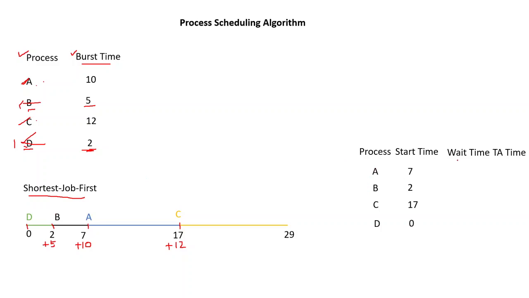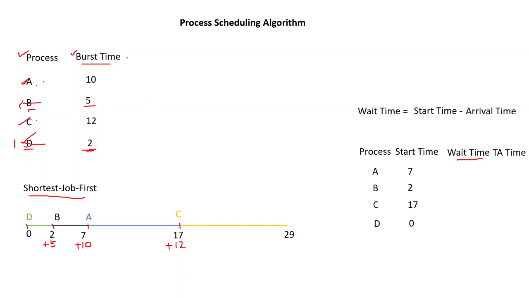Now we need to compute the wait time. What is the wait time? Wait time is the time the process had to wait in the ready queue before it was dispatched to the processor. Or mathematically, we might say that wait time equals start time minus arrival time.